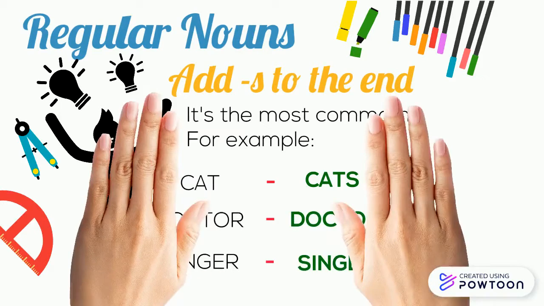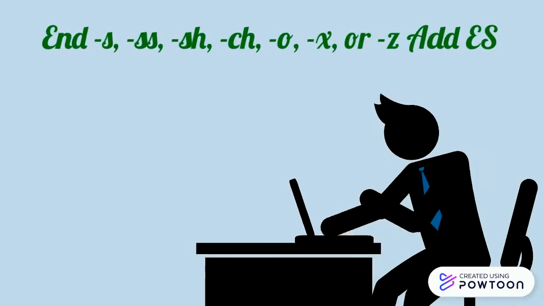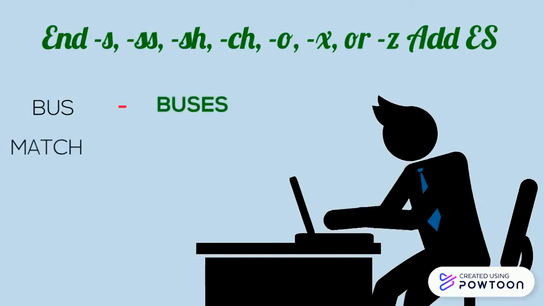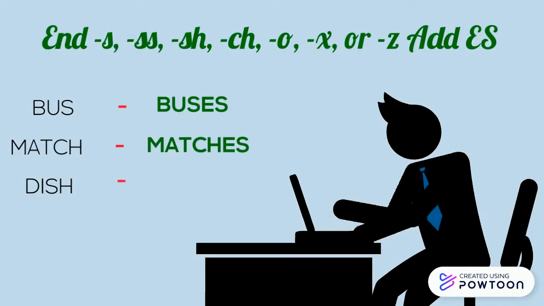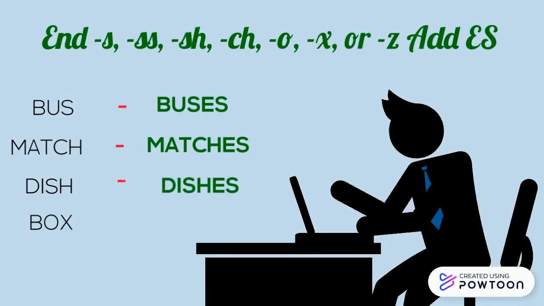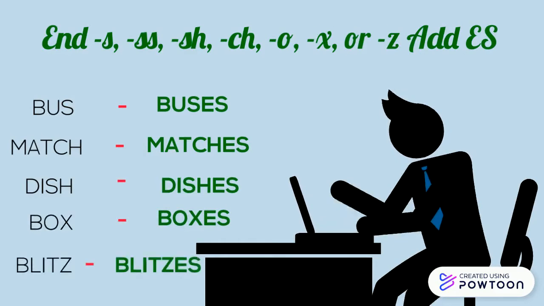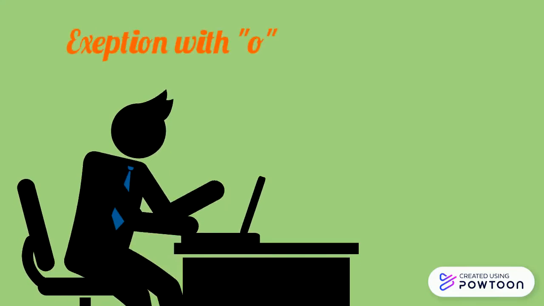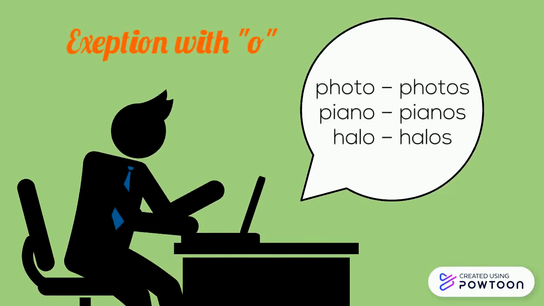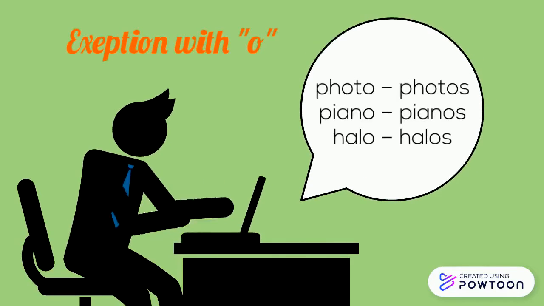Another rule: if the noun ends in S, double S, SH, CH, X, or Z, add ES. For example, bus, buses, match, matches, dish, dishes, box, boxes, tax, taxes, place, places. But we have some exceptions with O, like photo, piano, and hello.